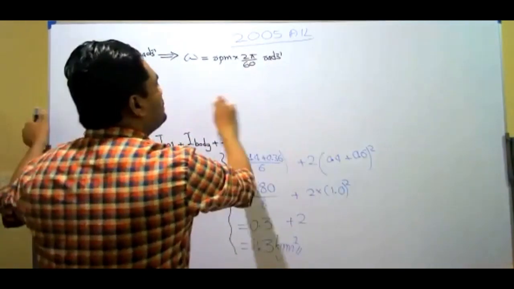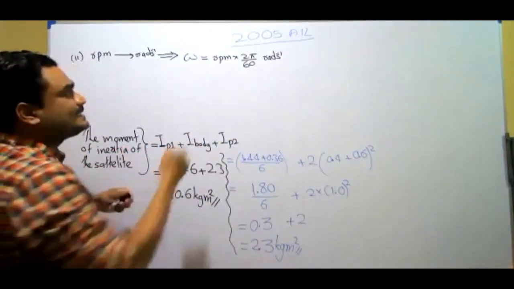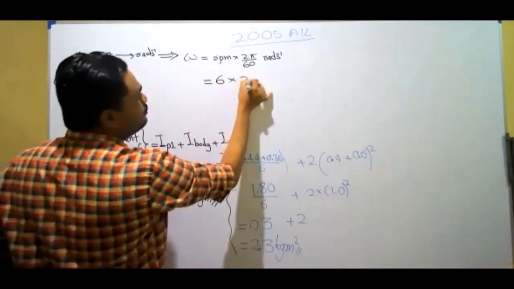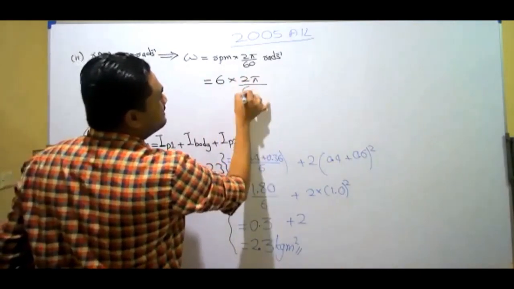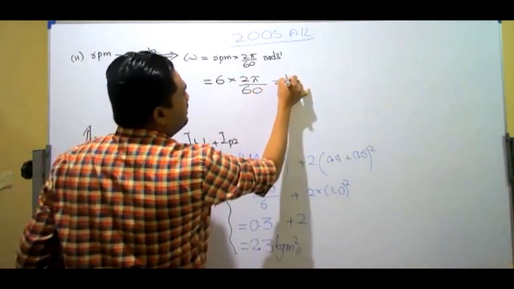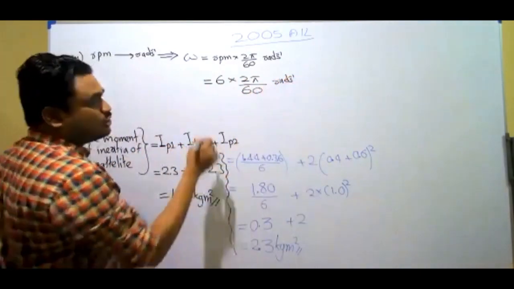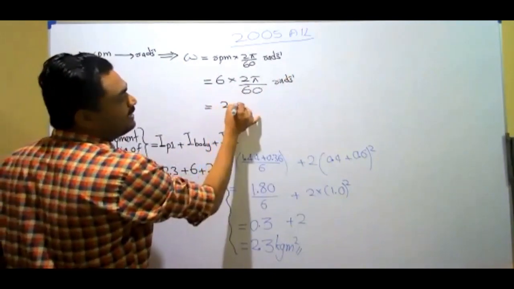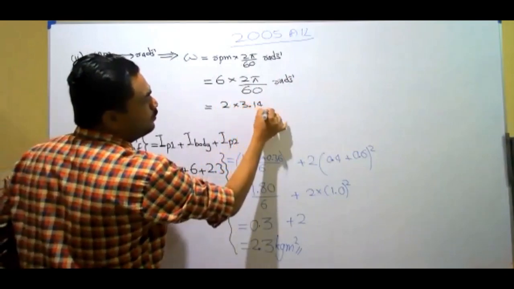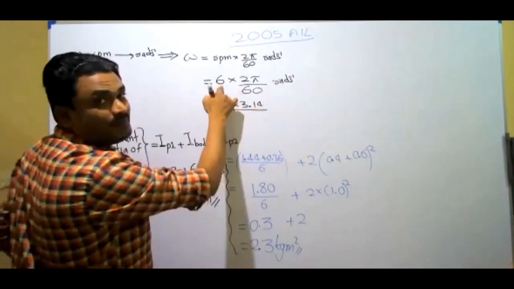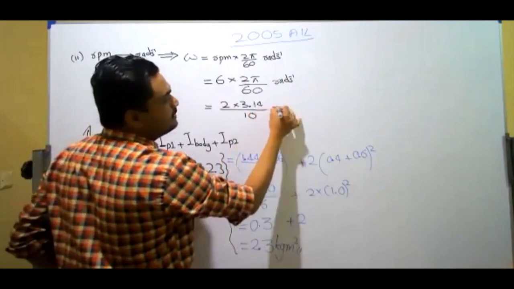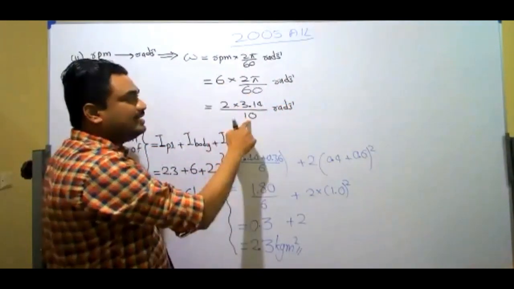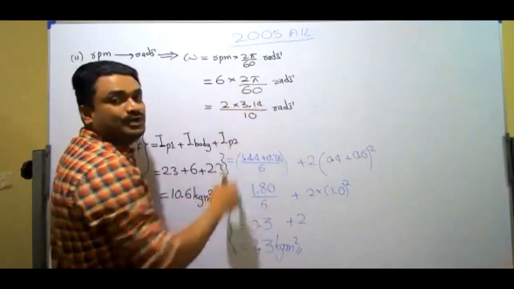The angular velocity is given as 6 revolutions per minute. 6 into 2 pi by 60 radian per second. Now you see the change. 6 and 60 can be cancelled out. 2, pi means 3.14. 60 divided by 6 is 10. Can you understand that, Maxine? 60 divided by 6 is 10. 2 is 2, pi is 3.14.